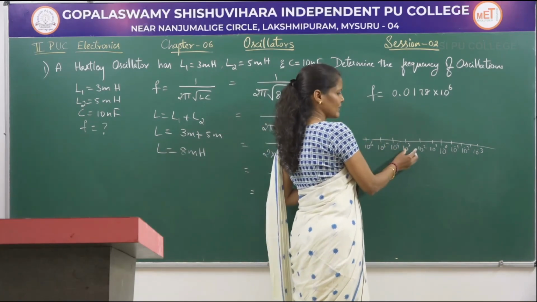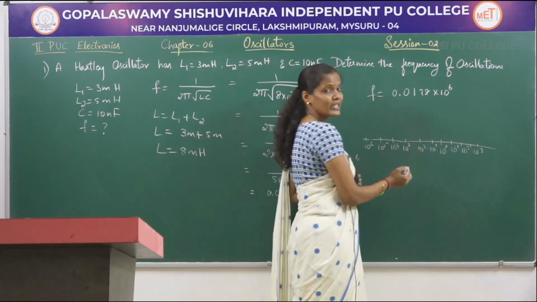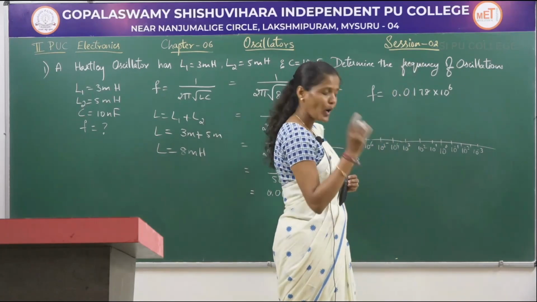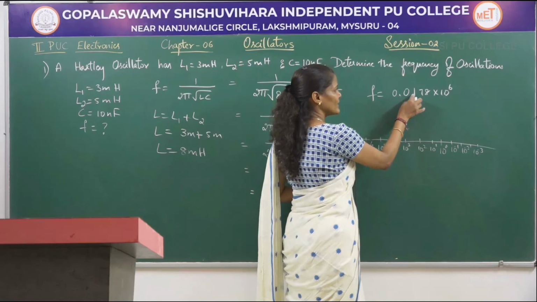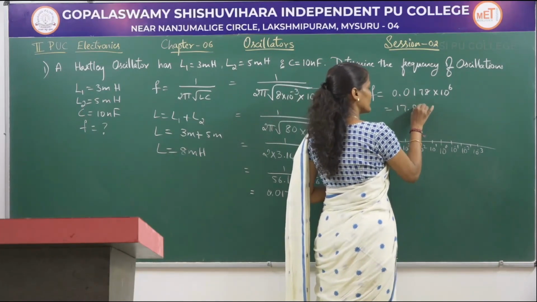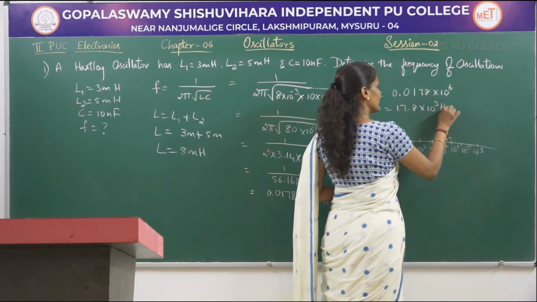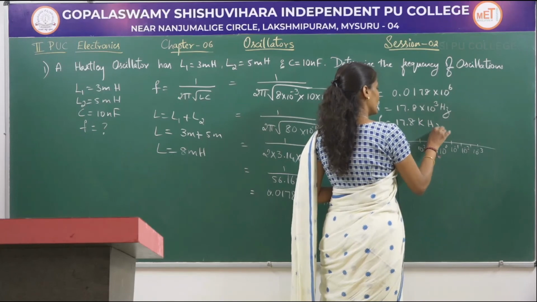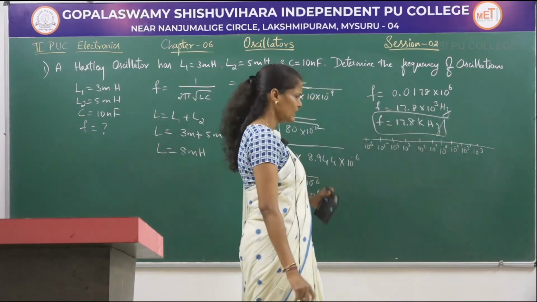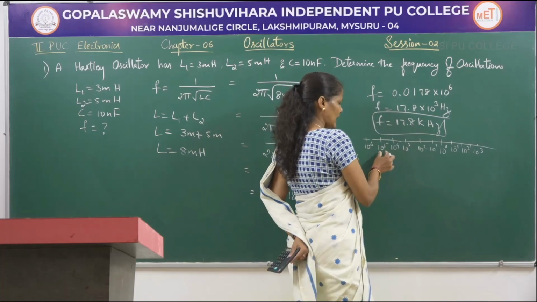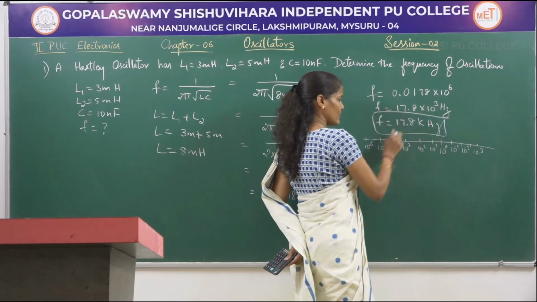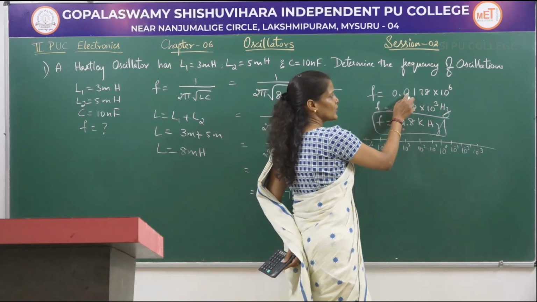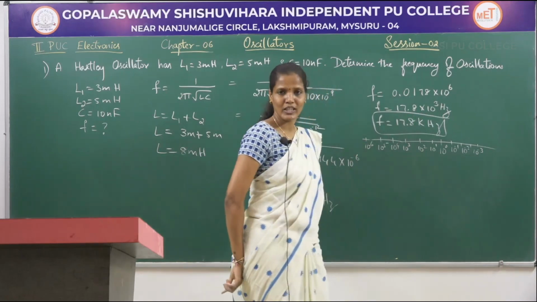To convert 10 power 6 to 10 power 3, you have to move towards the right. That is, you have to shift the decimal point towards the right. How many times? 3 times. So 1, 2, 3, which is equal to 17.8 into 10 to the power of 3 hertz, or F is equal to 17.8 kilohertz. Clear? But suppose I had 10 to the power of 5 here and need to convert it to 10 power 3, you have to shift 2 points. So 1.78 into 10 to the power of 3.